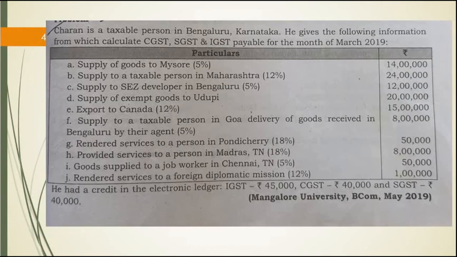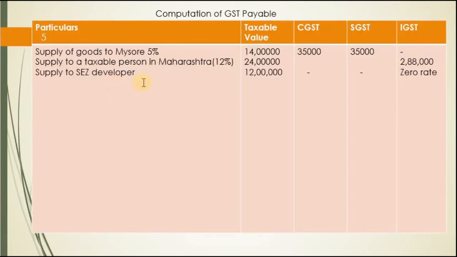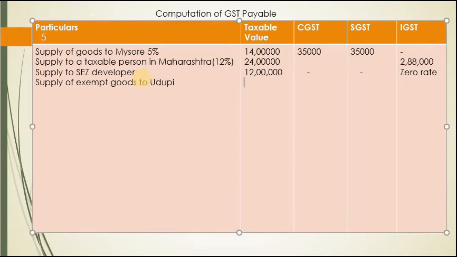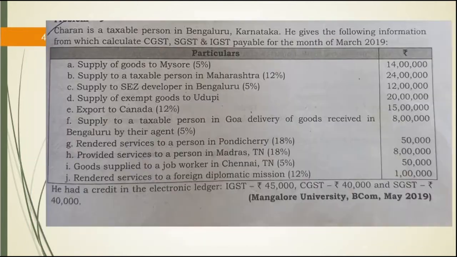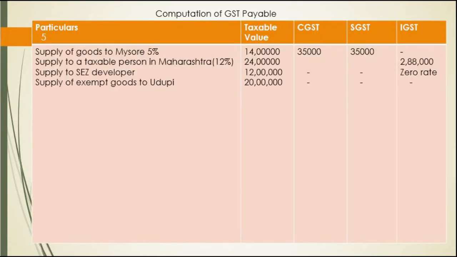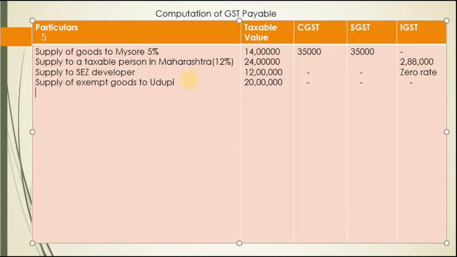Next one is supply of exempt goods to Udupi. Since the goods are exempt, there is no tax on that. Let's write that: the value is 20 lakhs. Supply of exempt goods to Udupi is exempt from tax, and there is no GST charged. Next one is export to Canada. Since it is an export supply, again it is zero rate. Let's write the transaction, export to Canada.